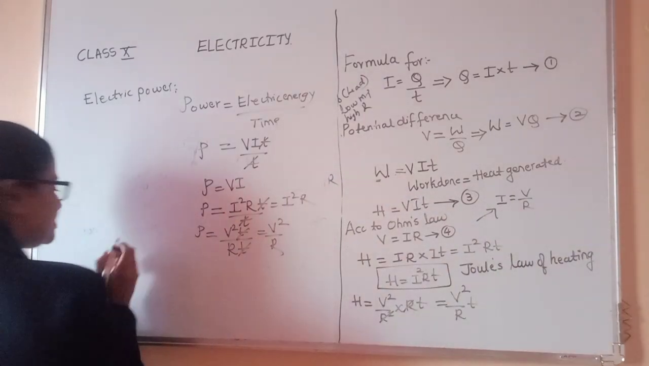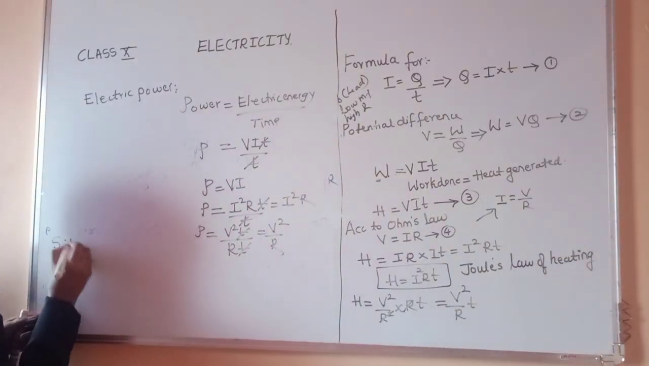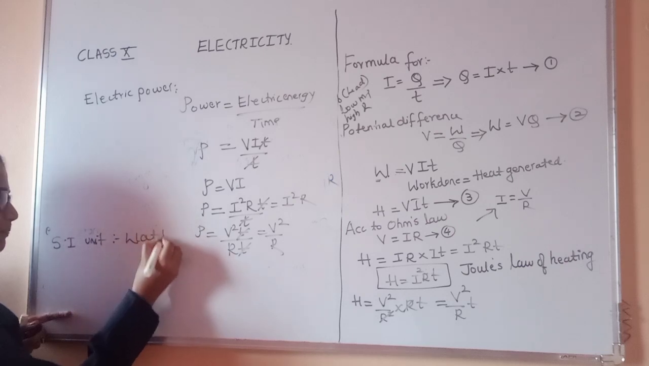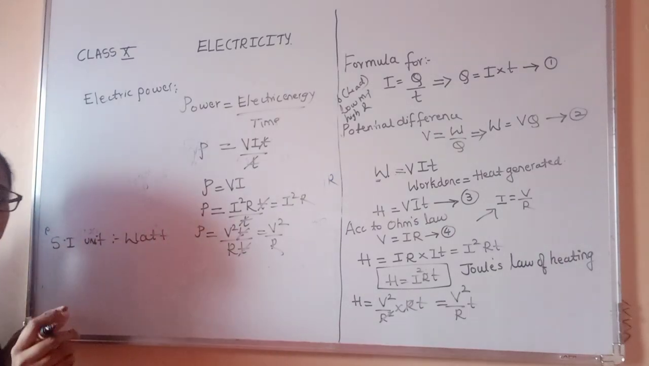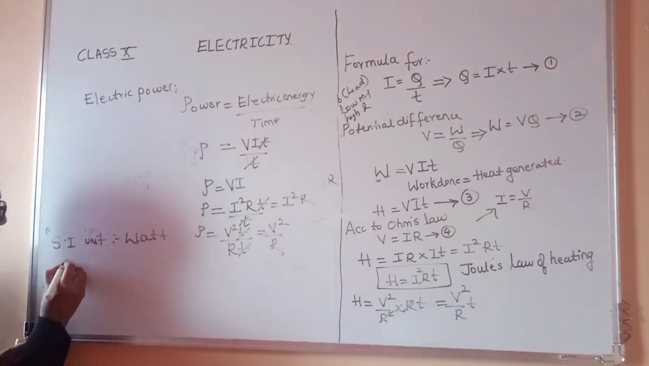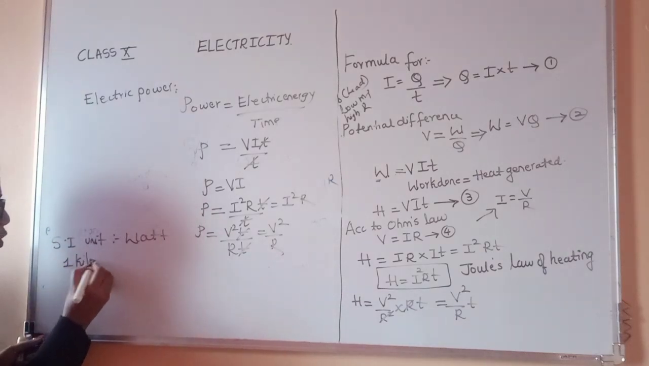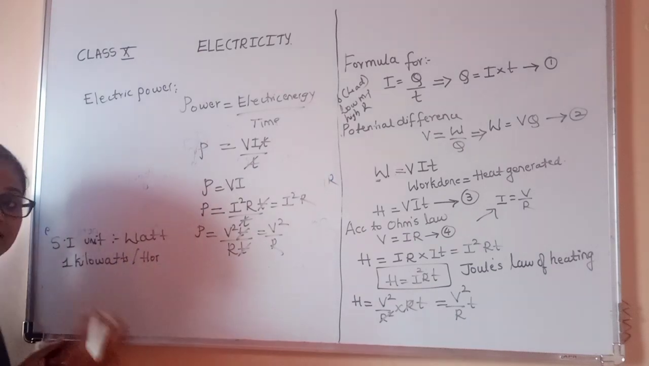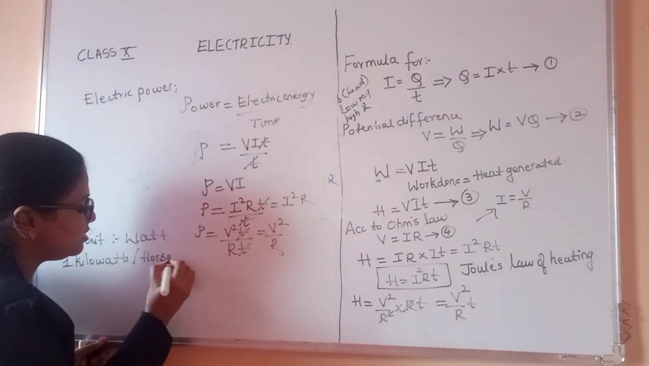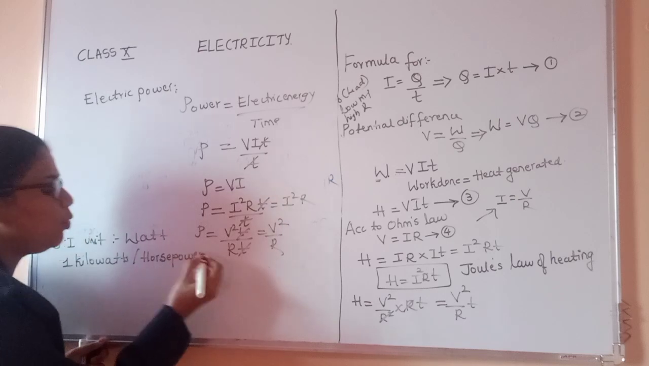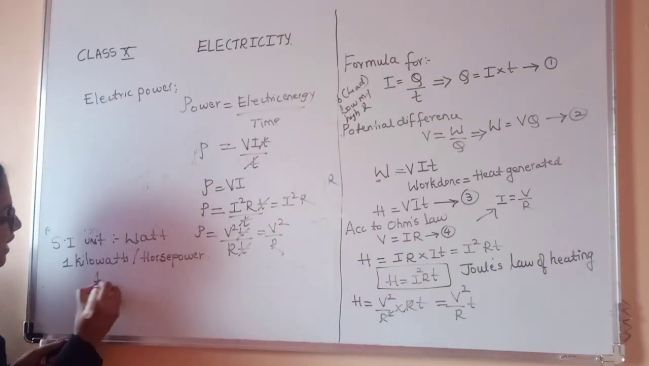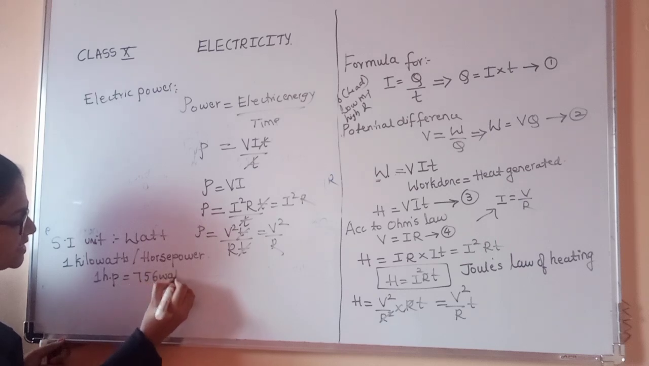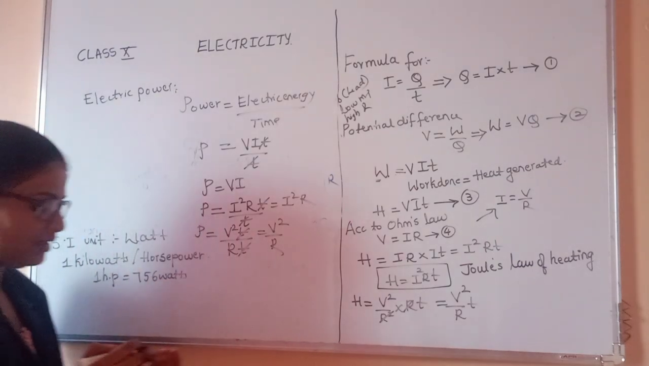When we come to its SI unit, the SI unit of power is watt. It is nothing but watt. Sometimes it is measured in terms of kilowatts, or commercially it is measured in terms of horsepower. 1 HP, that is 1 horsepower, is equal to 746 watts, right?